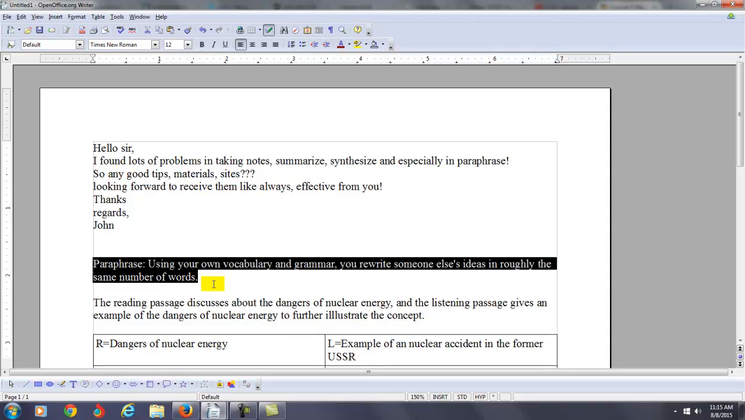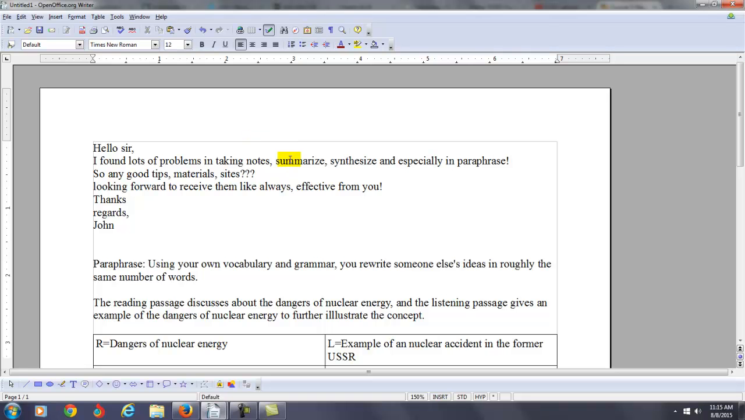This is it. So now, to help you with paraphrase, the question is, what are some of the tools or skills you need in order to effectively paraphrase other people's ideas? You notice how I said using your own vocabulary and grammar, you rewrite someone else's ideas in roughly the same number of words. This is why a paraphrase is different from a summary.